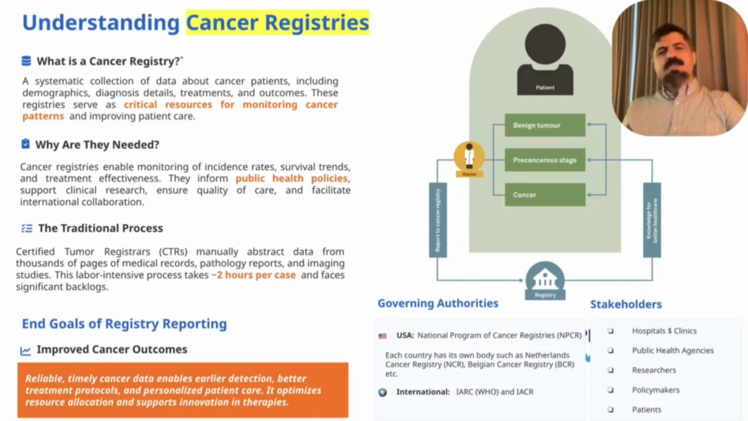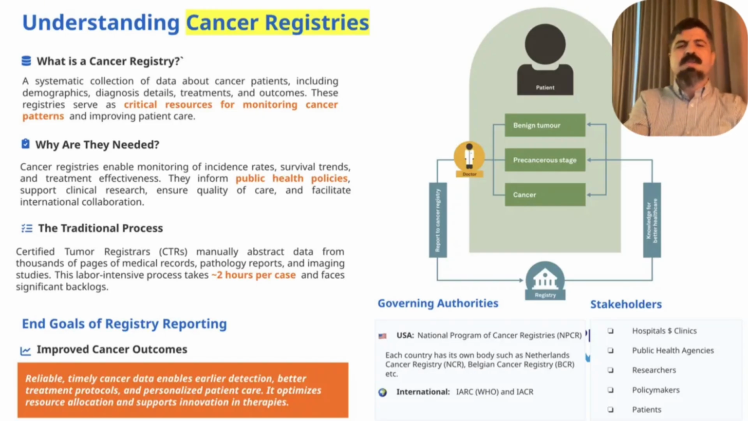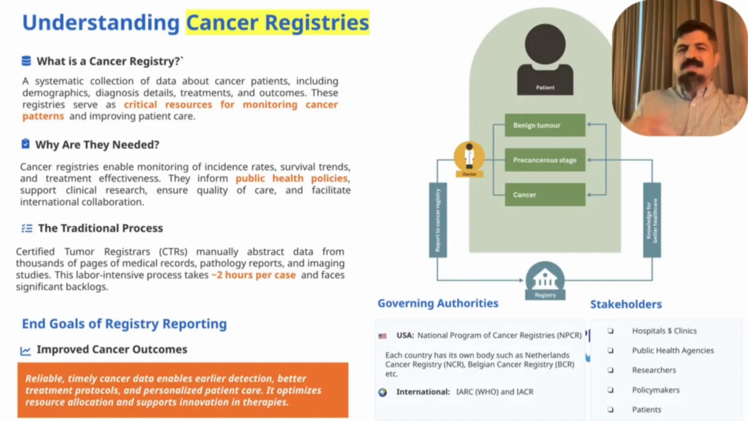So what is a cancer registry system anyway? A cancer registry is a systematic collection of data about cancer patients covering demographics, diagnosis details, treatments, and outcomes. These are critical resources for monitoring cancer patient patterns and improving patient care at the end of the day, right? Traditionally, this work is done manually by certified tumor registrars. We call them CTRs in short. It's an incredibly detailed, labor-intensive process that takes roughly 2 hours per case. Now imagine doing that hundreds of times a week across thousands of patients, and it's no surprise that backlogs are a huge issue.